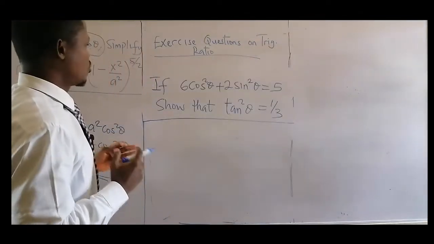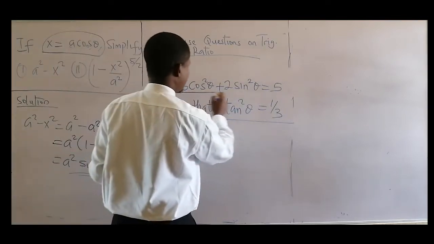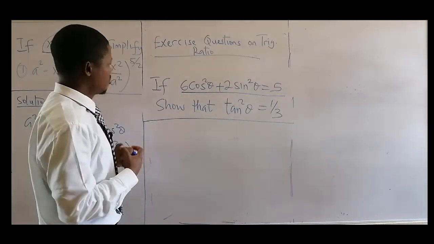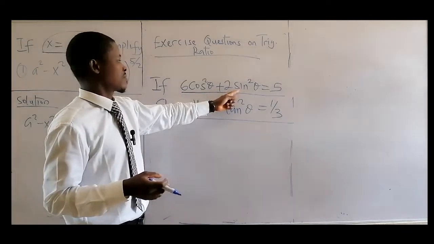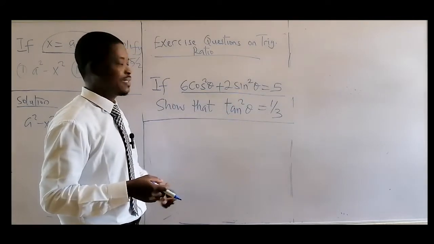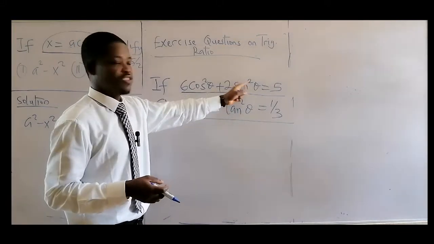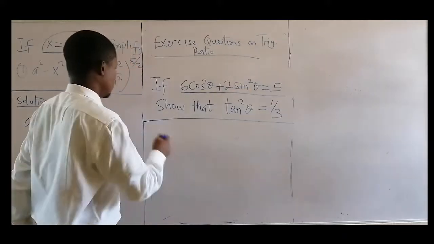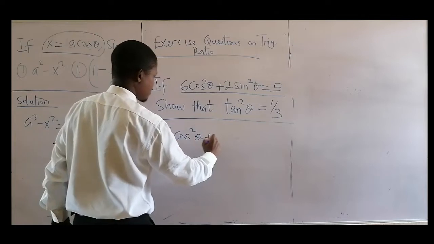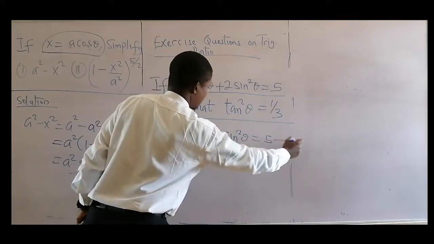So what we want to do in this kind of question is that we have to find a way of turning this expression to tangents. So what do you do in that case? This is sine. Okay, and how can I turn sine to tan? So I have to divide through by what? By cos squared theta, because each of them has a square. So the equation: 6 cos squared theta plus 2 sine squared theta equal to 5. I'll make this one equation star.